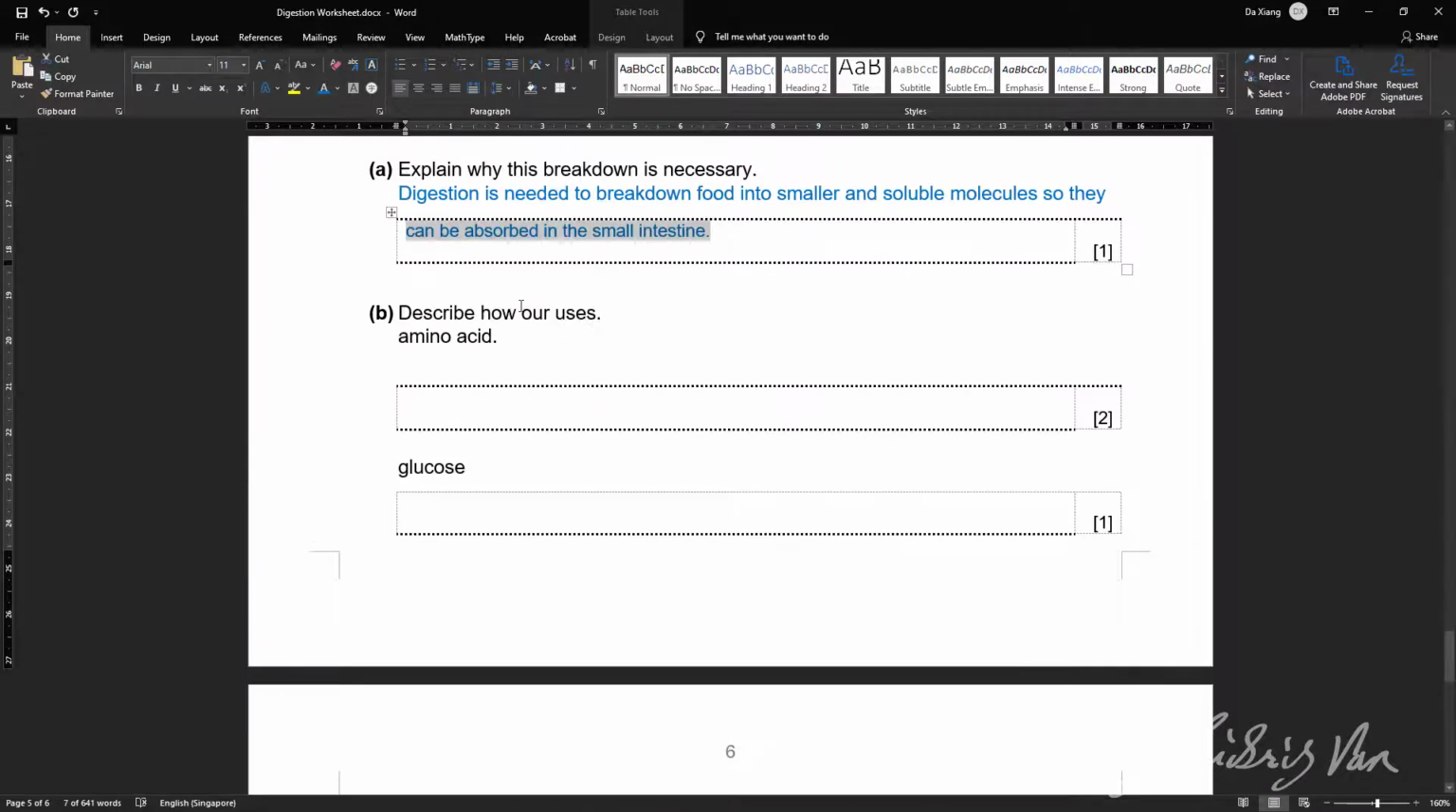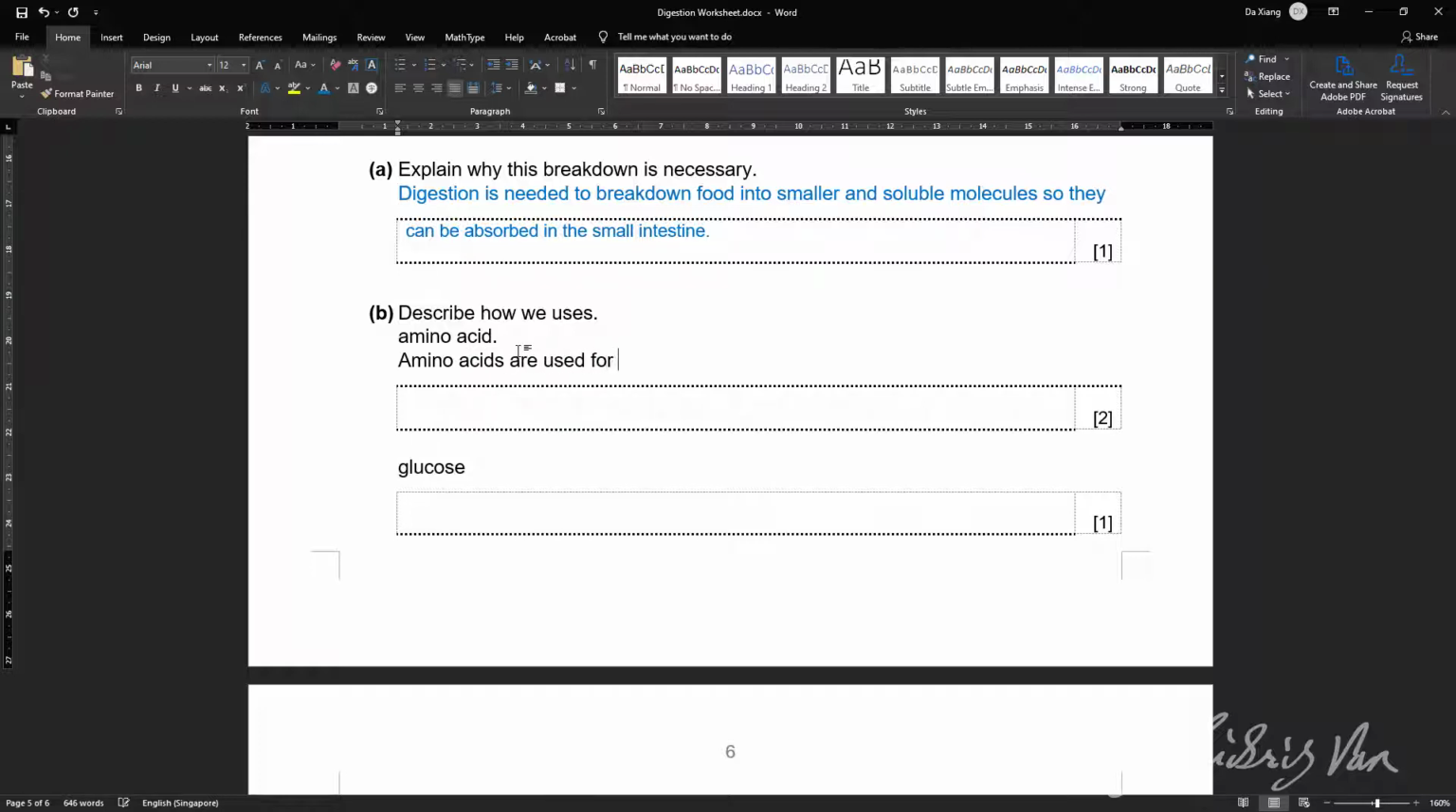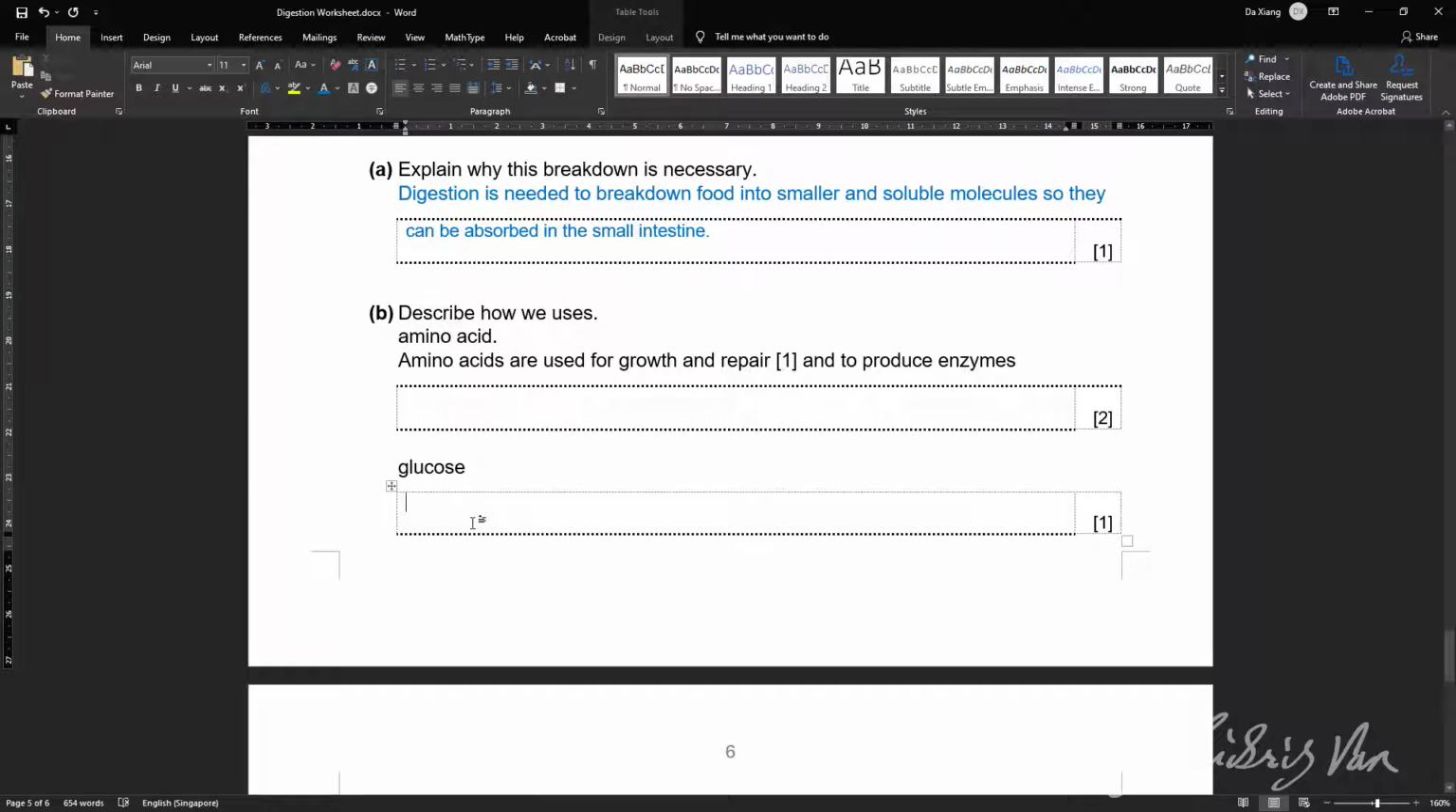Describe how we use, okay, let's change, amino acid. So amino acid is used to make protein. So amino acids are used for growth and repair. Okay, this one will give you 1 mark. And to produce enzymes, because enzymes are made up of protein. You can also write hormones, but you have not learned it yet.